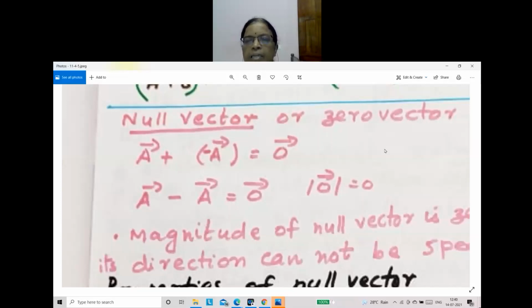And another example, a body is at rest. What is its velocity? Body is at rest. What is its velocity vector, children?